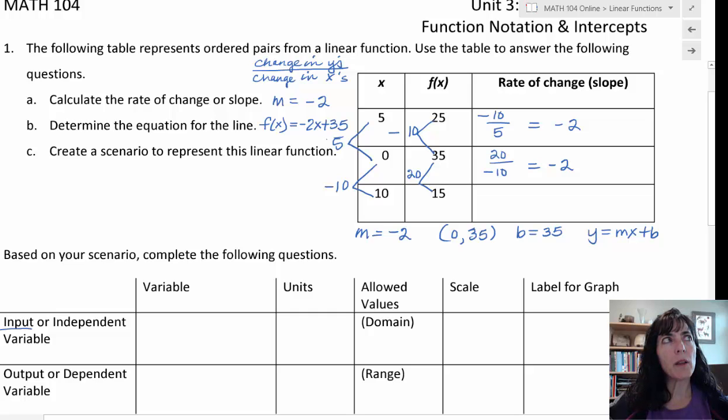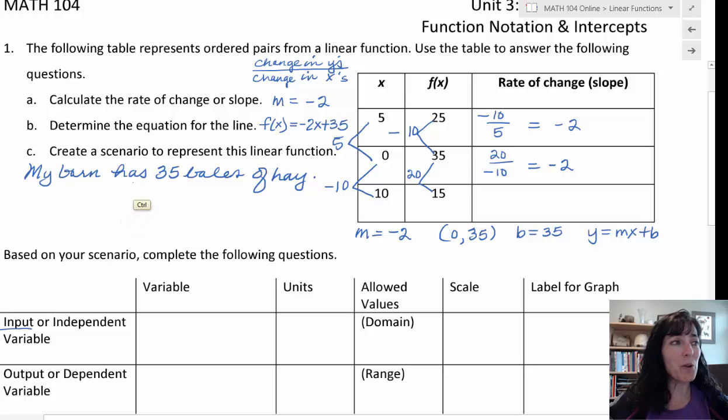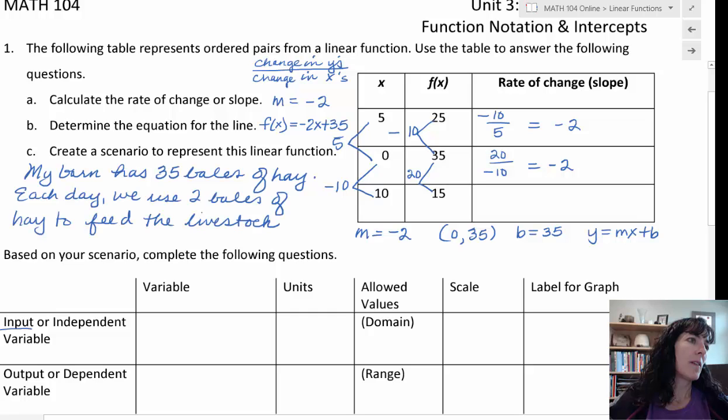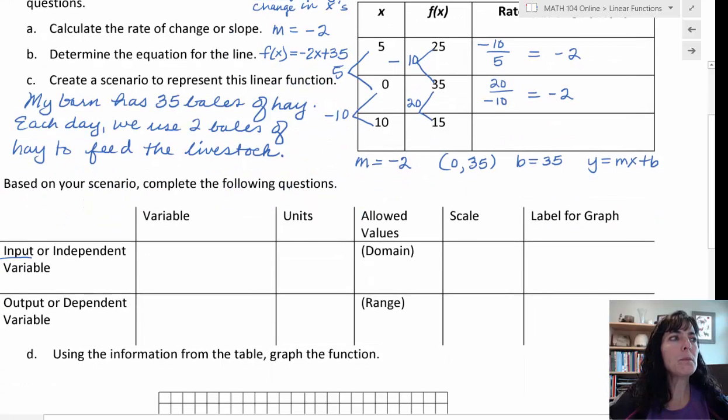So I'm thinking, oh, maybe just an agriculture example. So my barn has 35 bales of hay. So we're starting with 35. So each day we use 2 bales of hay to feed the livestock. So that fits my equation pretty well, because we're starting with 35 and going down by 2 for every day that we're using the hay.